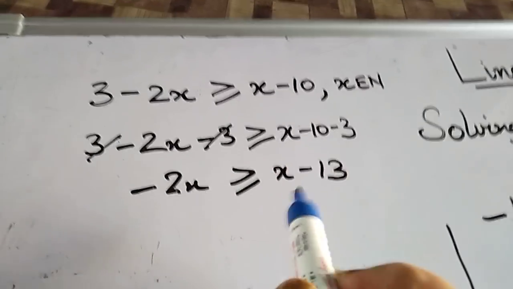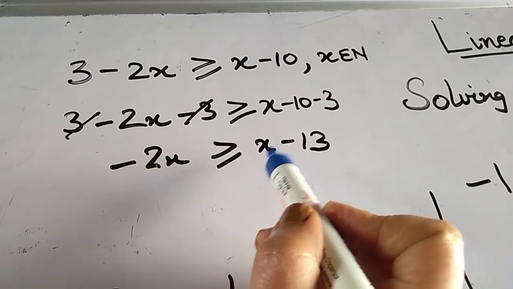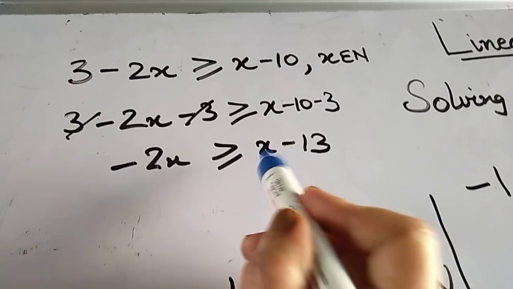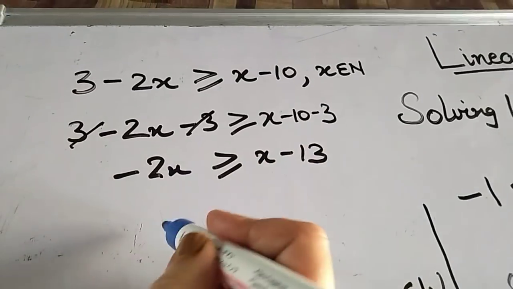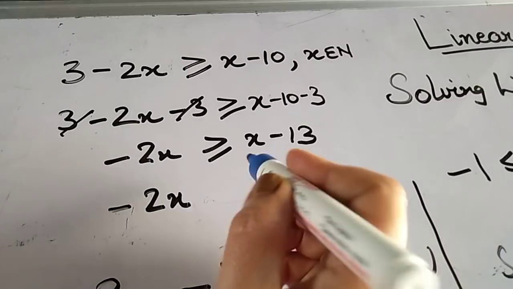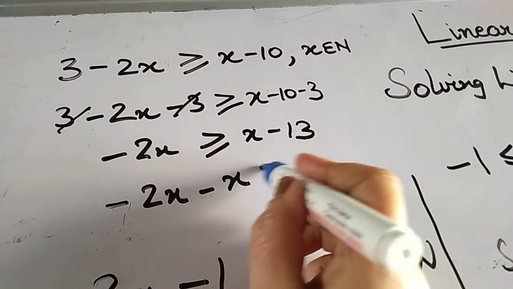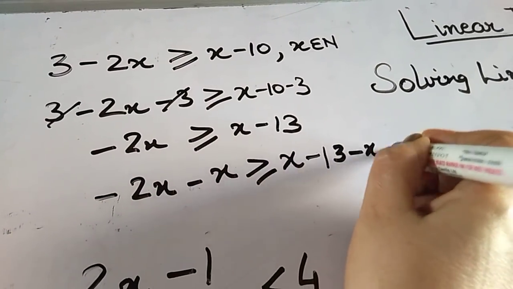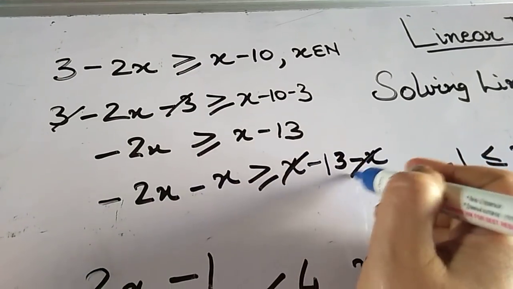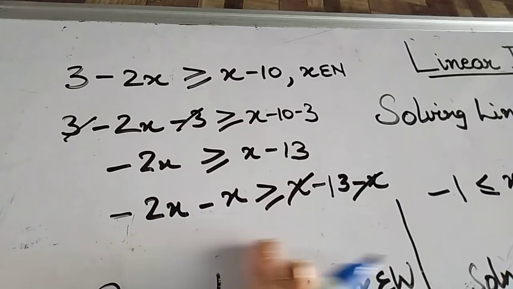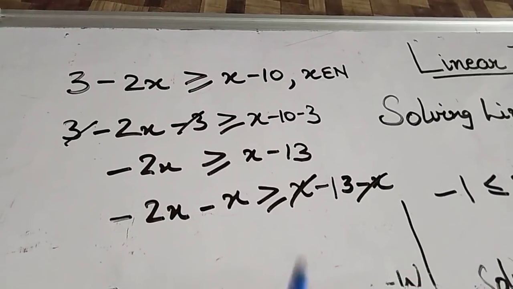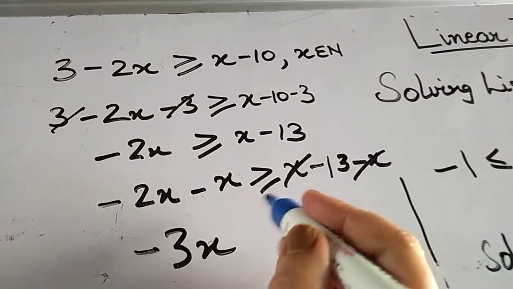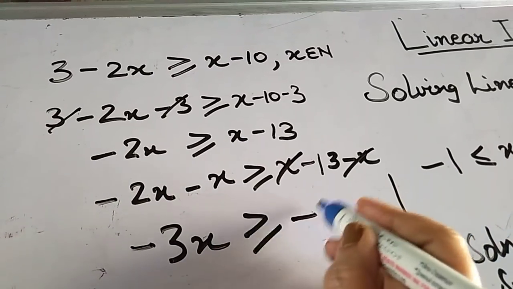Okay. Now what will we do? Now this is x. I have to remove this x and bring it here. So to remove this x from here, I'll subtract x from both sides. So how do I subtract? Minus 2x minus x is greater than or equal to x minus 13 minus x. Clear? Now this x is removed from this side. Now what do we have on this side, children? We have minus 3x. Yes, minus 2x minus 1x, is greater than or equal to minus 13.